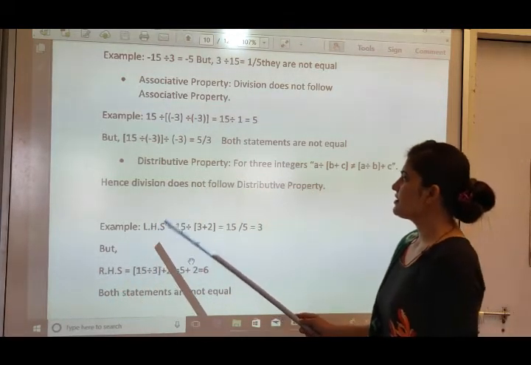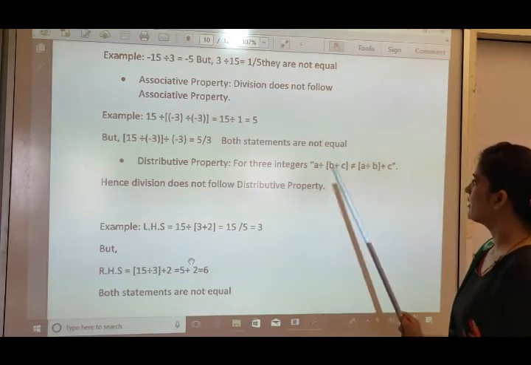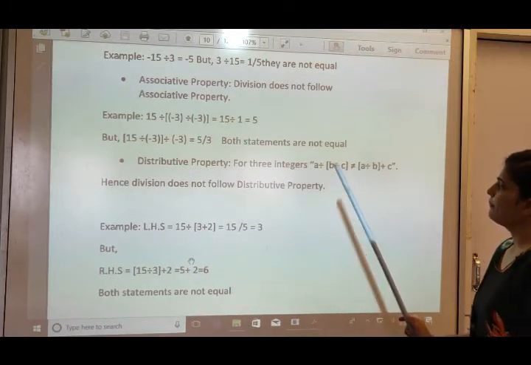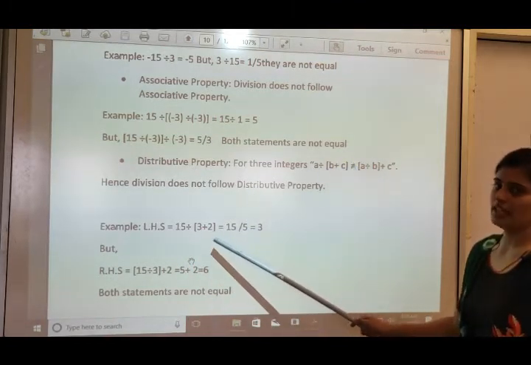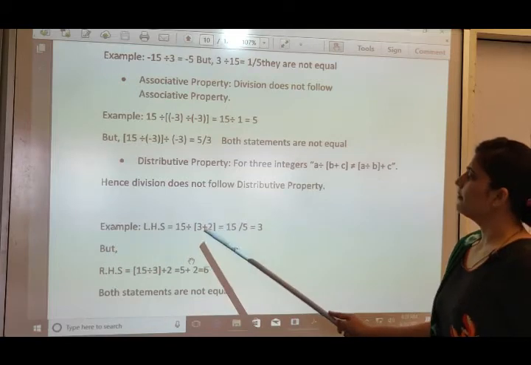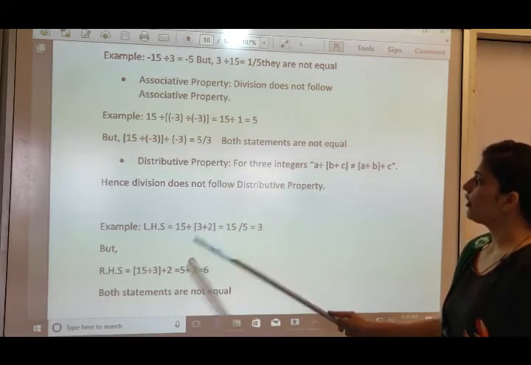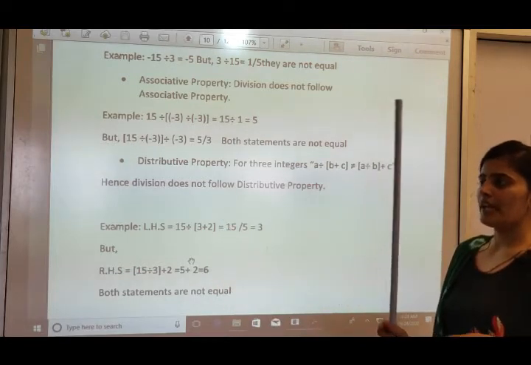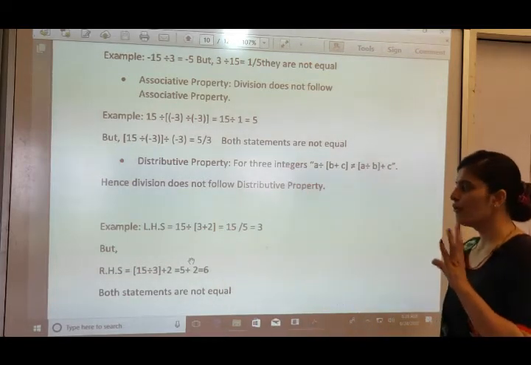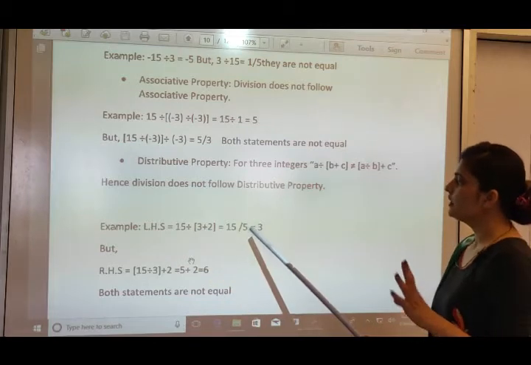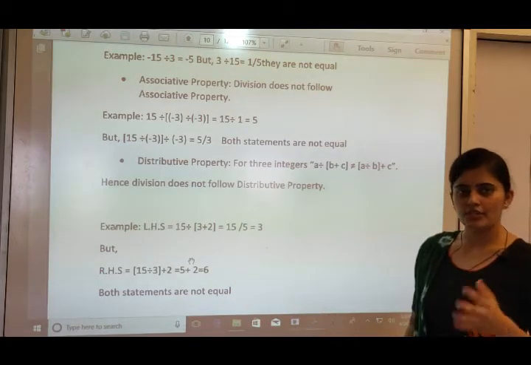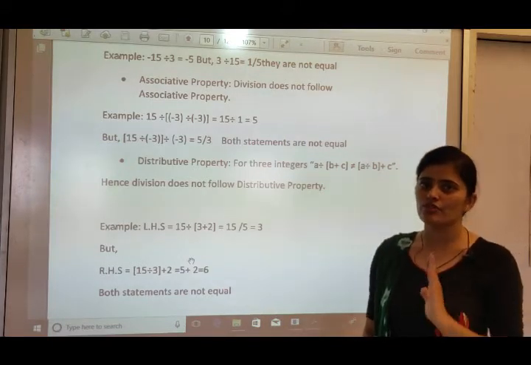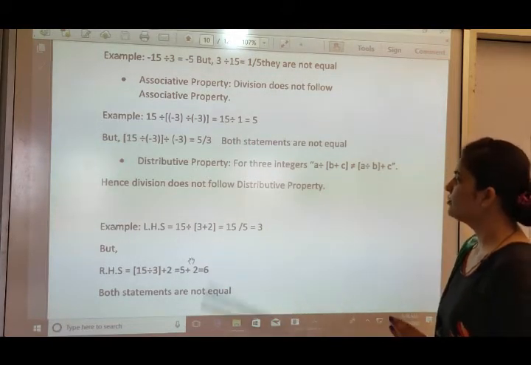Example, let us see the LHS. 15 divided by, here a divided by b plus c. A we are taking 15, b we are taking 3 and c we are taking 2. So 15 divided by 3 plus 2. What we will do first is add up 3 and 2 because they are in the bracket. 3 plus 2 will be equal to 5. So 5 will be in the denominator and 15 will be the numerator. 15 divided by 5, what will be the answer? 5 threes are 15, so the answer will be 3.